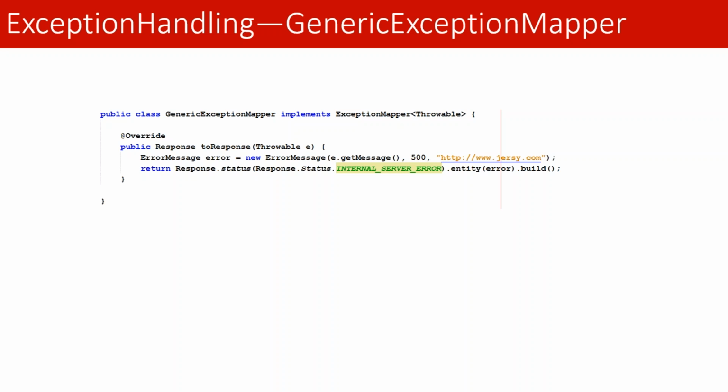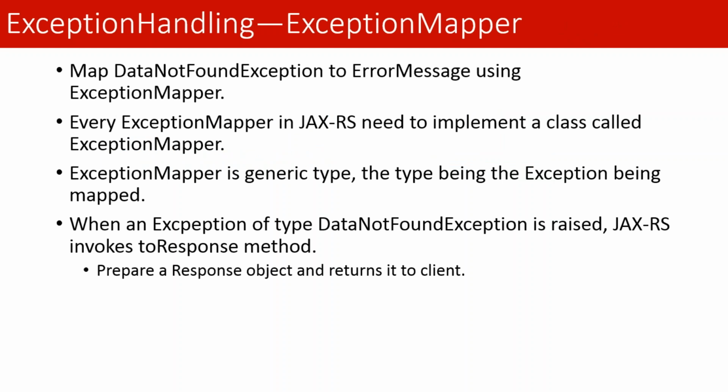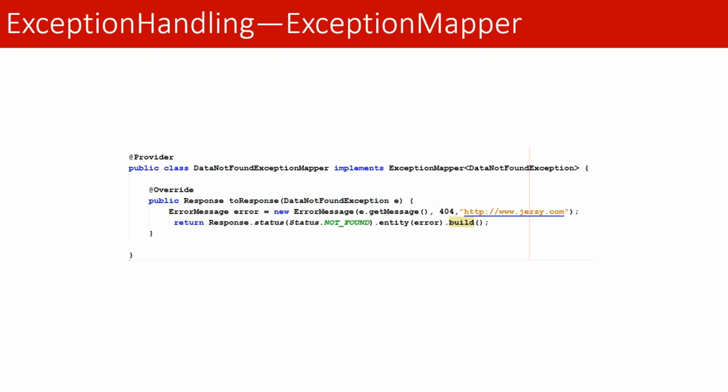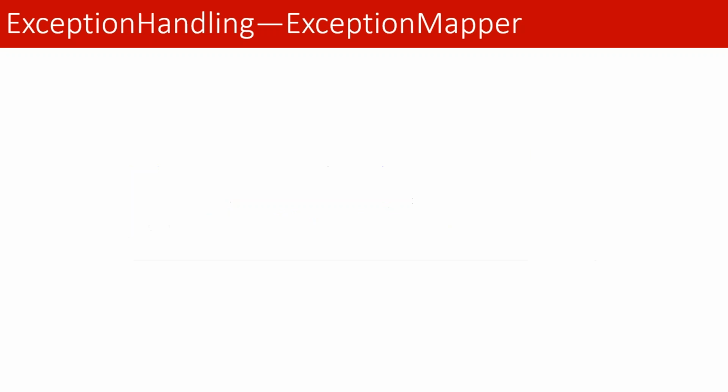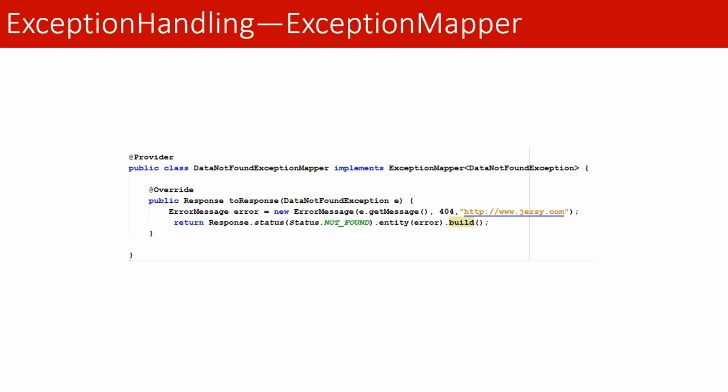Because again, you just have to create 2 to 3 classes. Sorry, what did you say? Oh, like, will you be able to do this? The example? Yeah, the same thing. You just need to create one error message and one data not found exception mapper class.